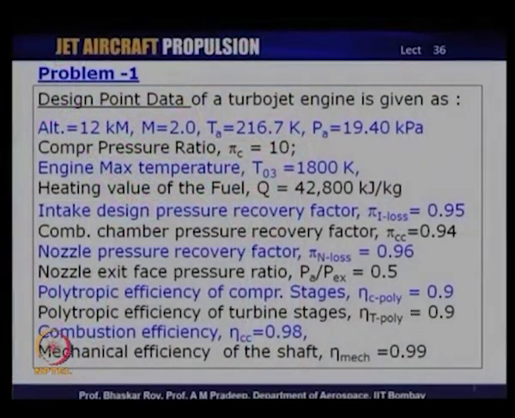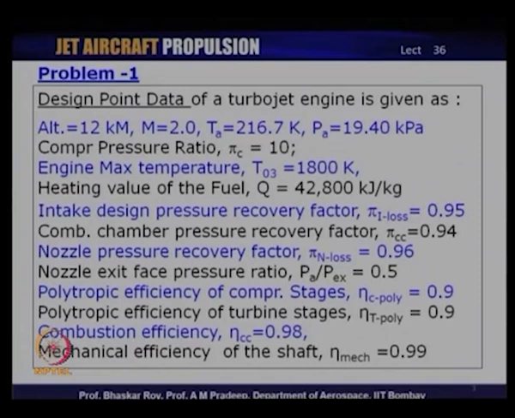If we look at the design data of a typical turbojet engine, it is marked here. It has been designed for a 12 kilometer altitude at Mach 2. So, it is flying at supersonic speed, where the ambient temperature is 216.7 K and ambient pressure is 19.4 kilopascals. Now, at that design point, it is configured that the compressor pressure ratio would be 10. The engine maximum temperature, which is the turbine inlet temperature, would be 1800 K.